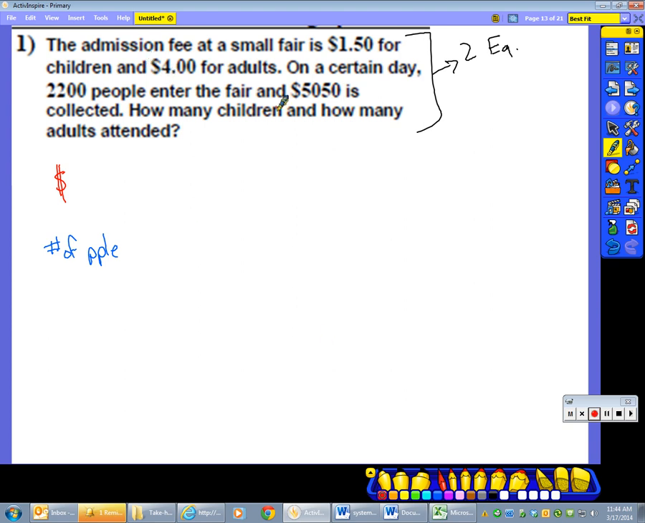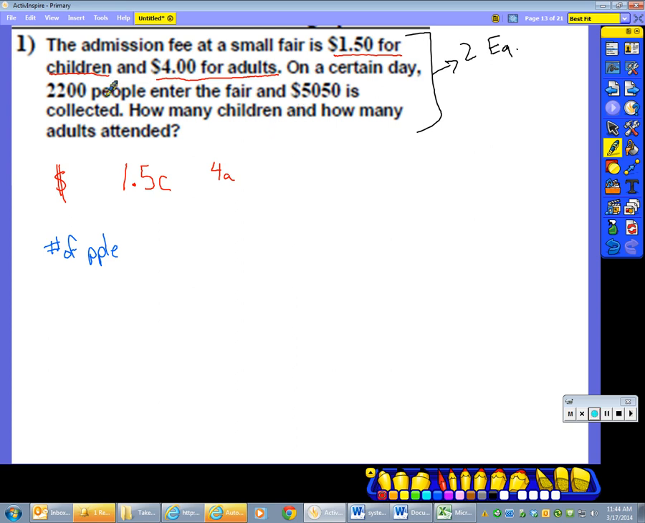The only way to really understand this is practice. So the admission fee at a small fair is $1.50 for children. That's talking about money. $1.50 per child. So we have $1.50 for each child is how much we're going to bring in. Also, $4 for adults. So we have $4 for each adult. I'm going to use A for adult ticket, okay?